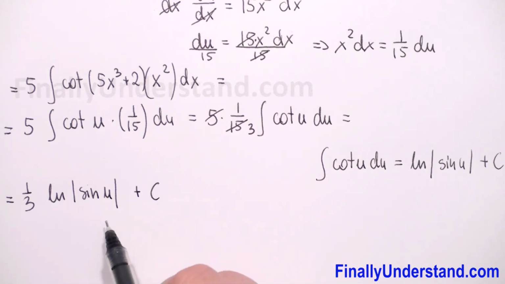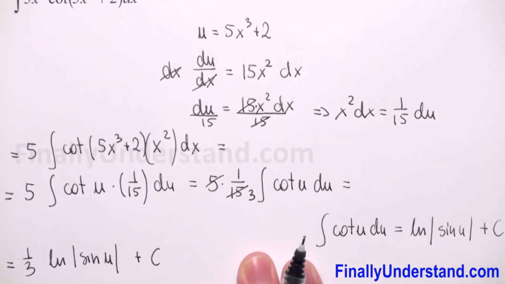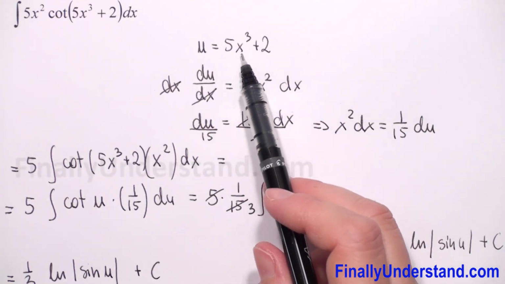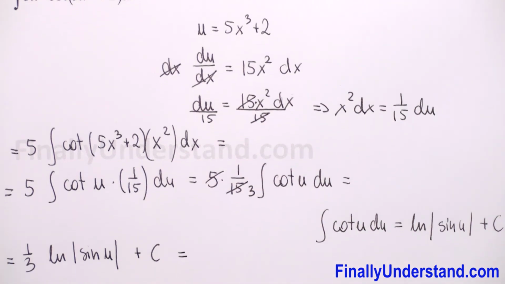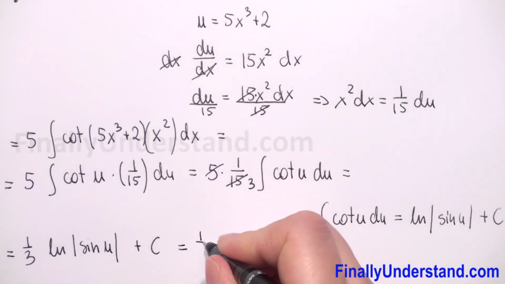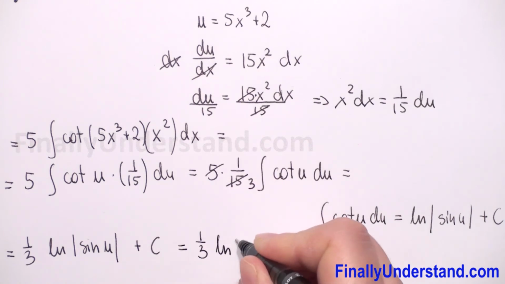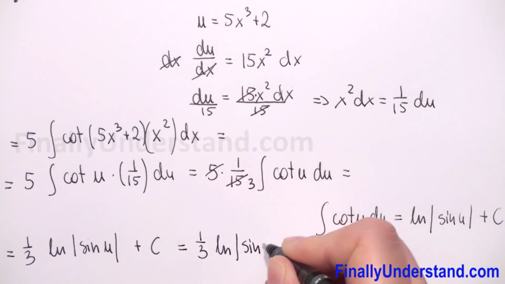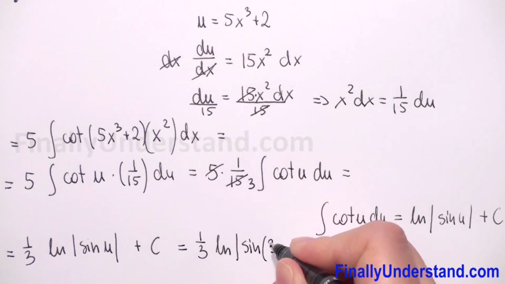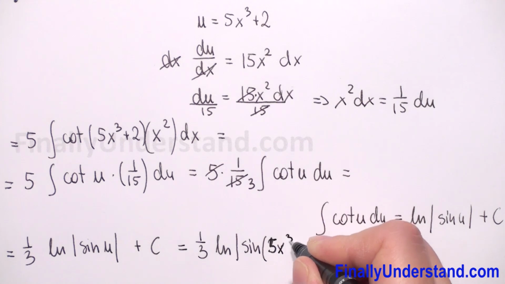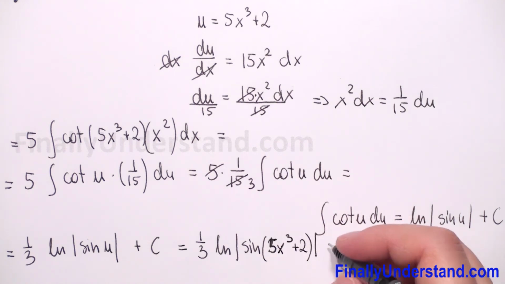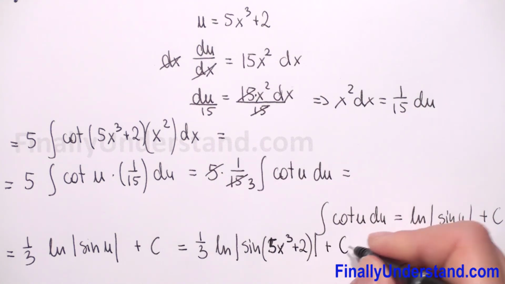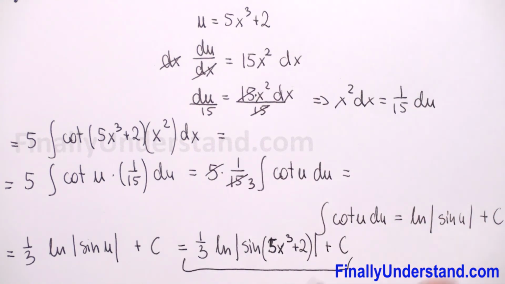And now we have to come back to our substitution. u is equal to 5x cubed plus 2. So this is equal to 1 over 3 natural logarithm of the absolute value of sine of 5x cubed plus 2, close absolute value bars, plus constant. This is my solution.